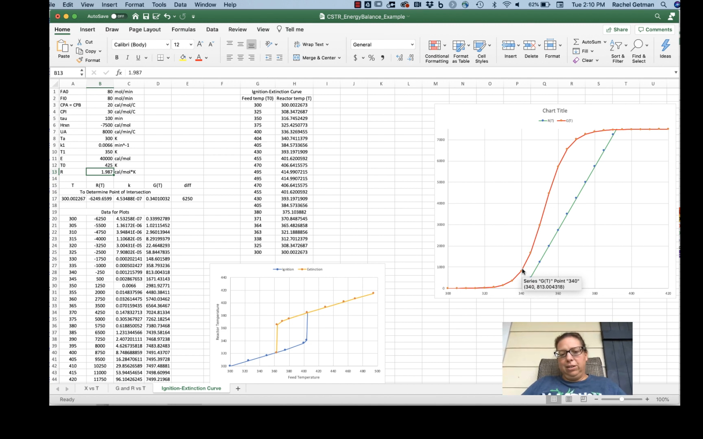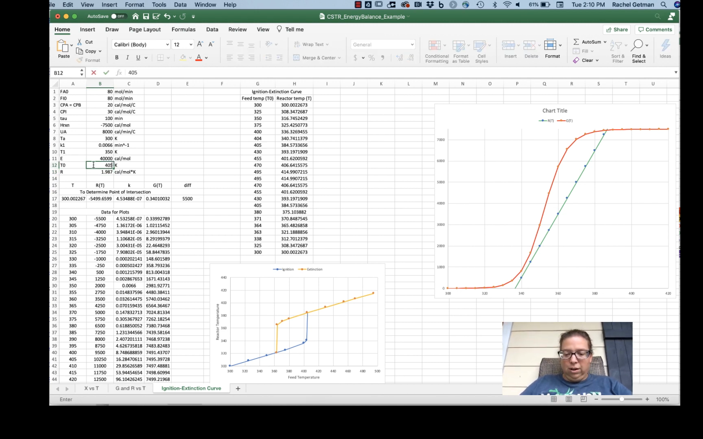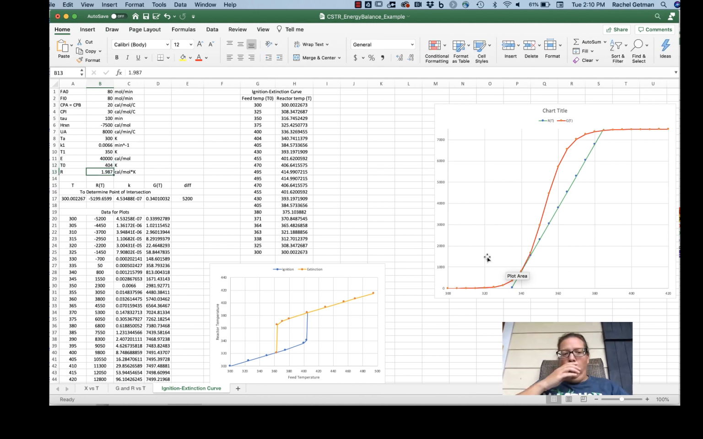So what I want to do on an ignition extinction curve is I want to see the temperature where the conversion, and hence the temperature of the reactor, increases. So I already knew what that was because we solved this in the last problem, but if I didn't, I can learn that by changing this value and trying to get closer to where we see the green line making a tangent to the red line. And so I find that at 404 degrees Kelvin, I get a good tangent line here.